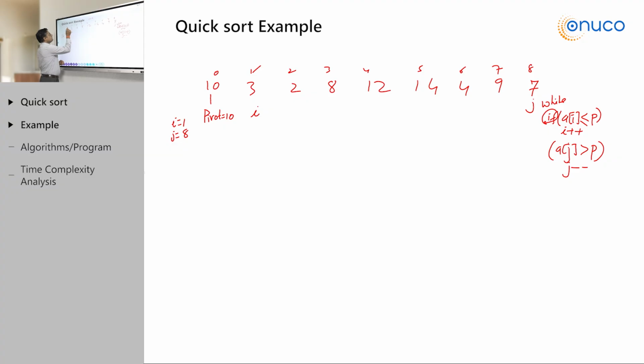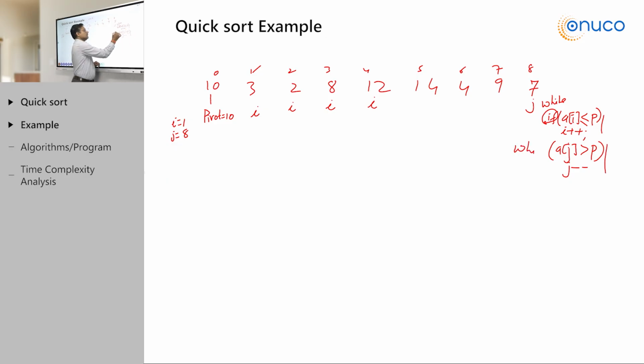Is A of i lesser than the pivot element? Is 3 lesser than 10? Yes, so i increases. Is 2 lesser than 10? Look here, A of i lesser than or equal to P. Yes, so i increases. Is 8 lesser than 10? Yes, i increases. Is 12 lesser than 10? No, 12 is not lesser than 10. So hence we stop this. Then go to the next iteration.